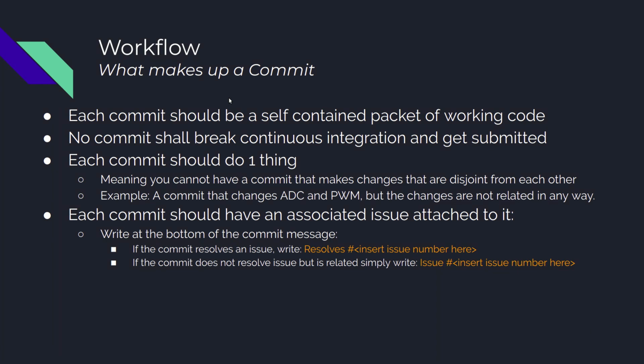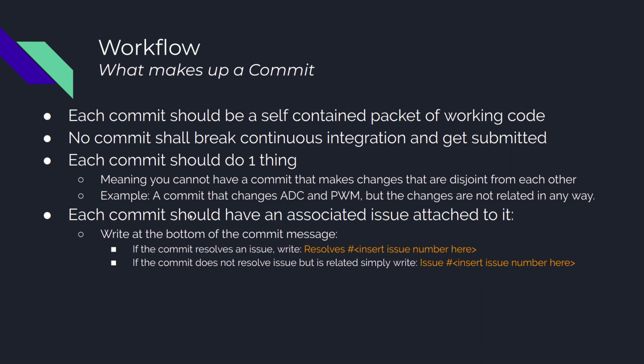Workflow makes sense. What makes up a commit? Each commit should be a self-contained packet of working code. No commit shall break continuous integration and get submitted. Each commit should basically do one thing, meaning you cannot have a commit that makes two separate and disjoint changes, like a commit that changes the ADC and then PWM, but those changes have nothing to do with each other. If you're going to fix something on ADC and also clean up PWM, that's not acceptable. Put those into separate commits, so that if we ever need to roll one of them back, it's very easy to pick away that one and then put the other one in place in the history.